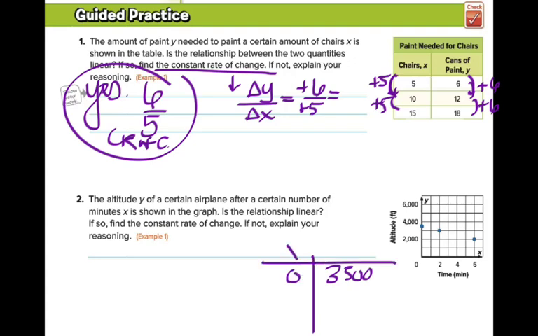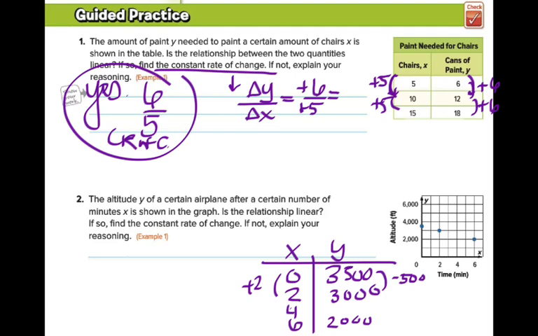So when x is 0, y is 3,500. When x is 2, y is 3,000. When x is 6, y is 2,000. Okay. Now if we look, my x's are going up by 2. So I'm going to stick a 4 in here and see if I can figure out what's happening. So for my y's, my y is decreasing by 500.